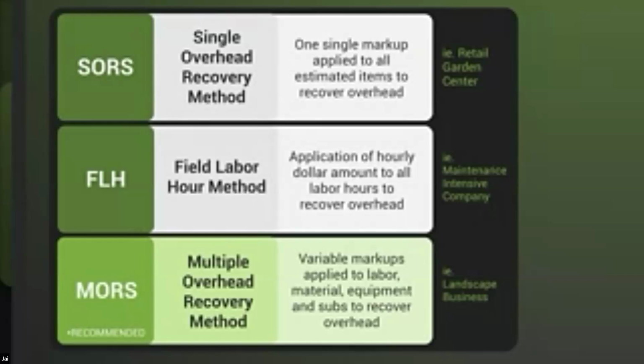Finally, the most recommended one is MORS, or multiple overhead recovery method. Specifically, this allows you to dictate markups across your labor, material, equipment, and subs. It's very common in the industry if your company does a mixture of work such as maintenance and install. Those are the three different types I wanted to quickly identify in the overhead recovery section. And again, as a reminder, you do have automatic updates for overhead recovery if your company is on Professional or Enterprise.